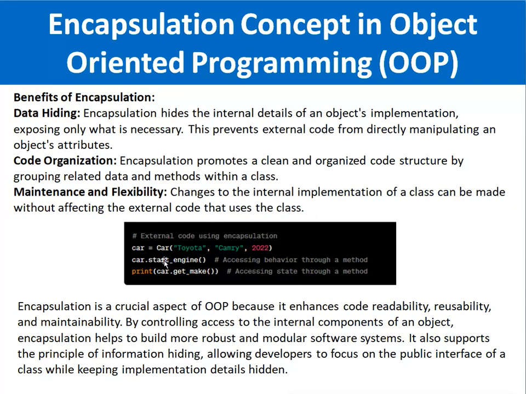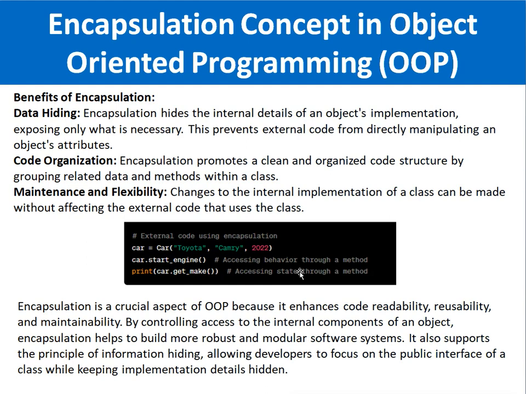For example, car = Car(Toyota, Camry, 2022). car.start_engine(), accessing behavior through a method. print(car.get_make()), accessing state through a method. Okay, so this is an example of encapsulation.